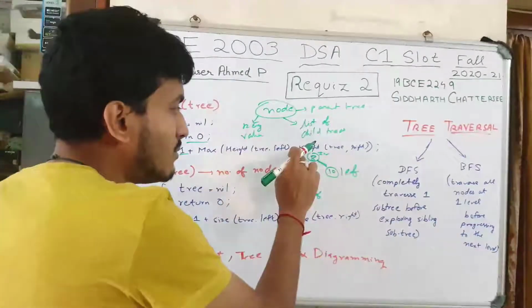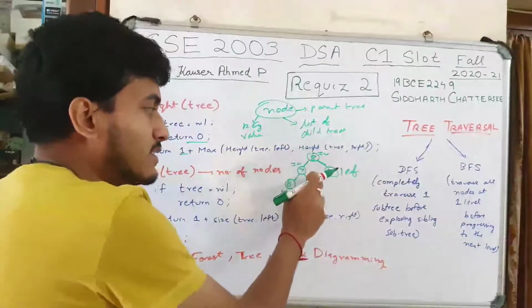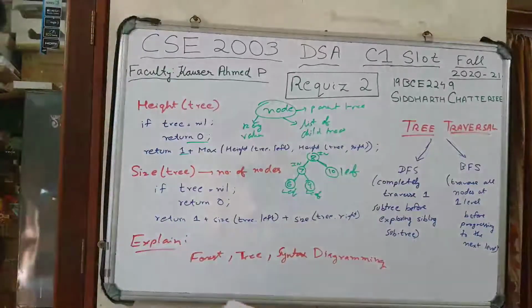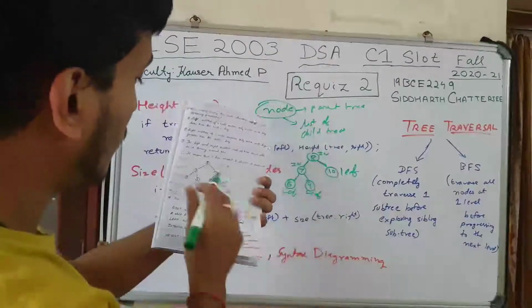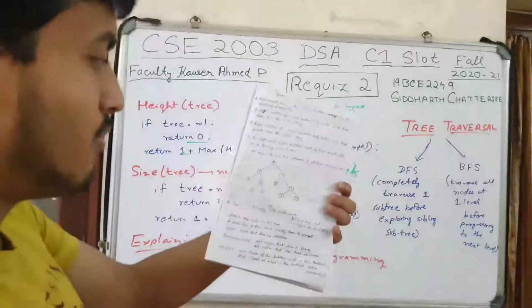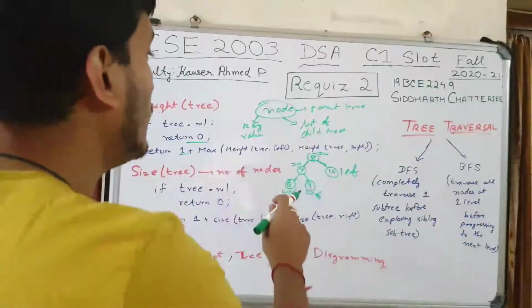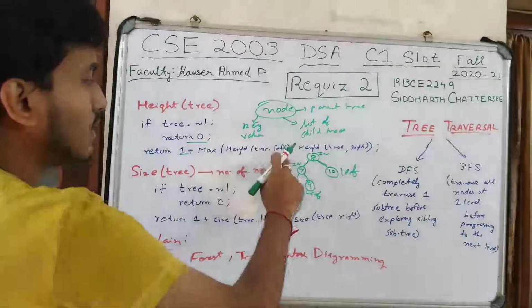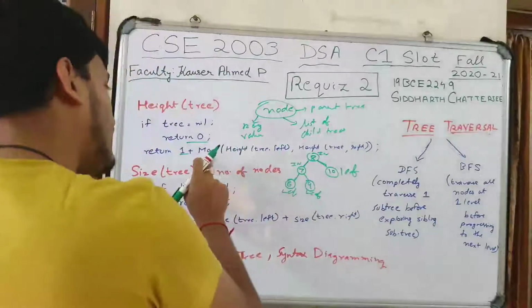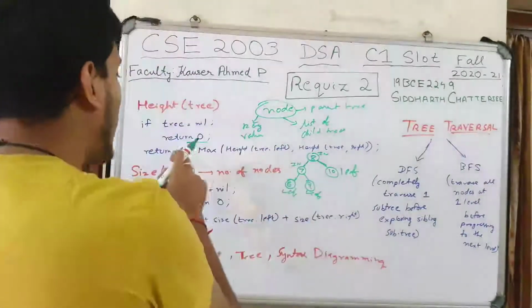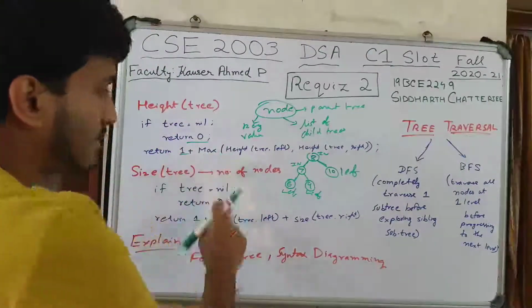As we saw, this is level 1, this is level 2, level 3, going from top to bottom. But height goes from bottom to top: height 1, height 2, height 3, height 4. So if the height of the tree left is more than the height of the tree right, that will be considered the maximum value, and therefore it will return 1 plus that value.